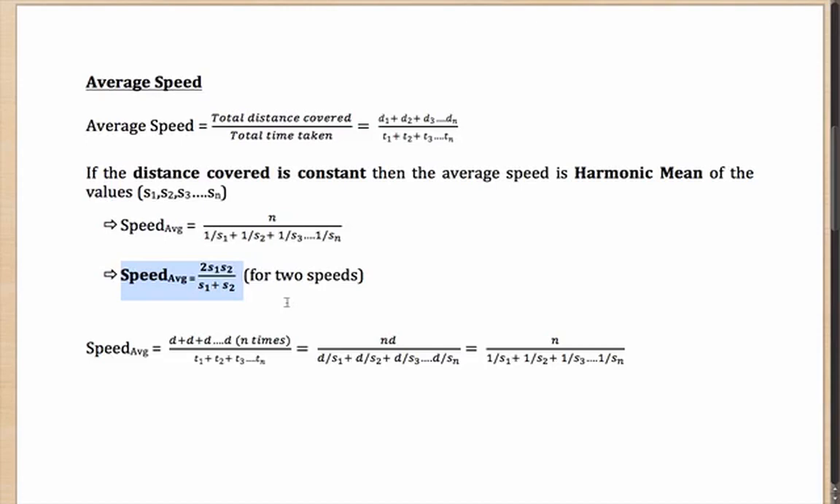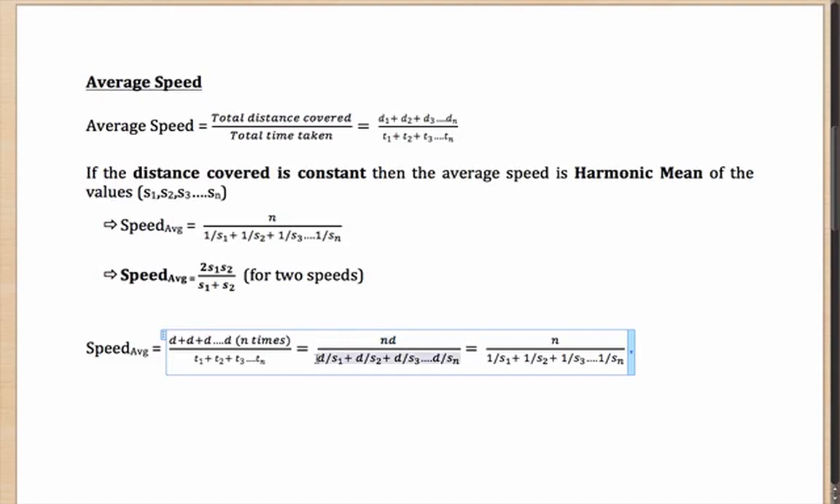It is also important to understand why it is the harmonic mean. Well, what is the average speed? Total distance by total time. I am saying that the distance covered in each part is constant. So it will be d plus d plus d, n times, divided by the total time taken, which will be t1 plus t2 plus t3 till tn. So what do I get as the numerator? I get the numerator as nd.